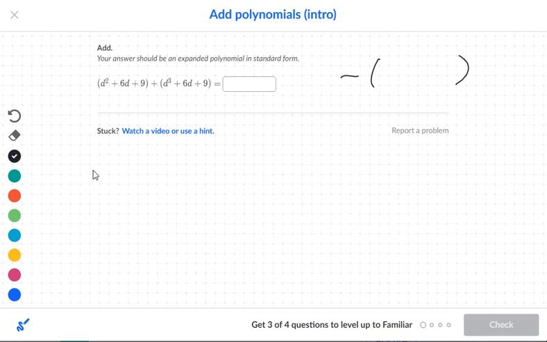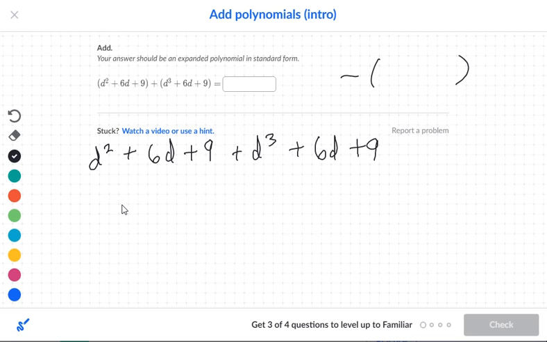So the first parentheses, there is no negative sign there. So I can simply write down d to the second plus 6d plus 9. Okay, I'll move to the next parentheses. There is no minus sign in front of that, so I can write this as a positive d to the third plus 6d plus 9.